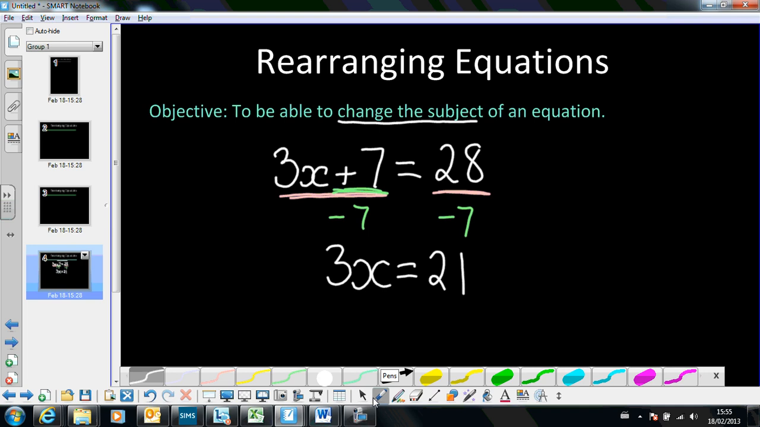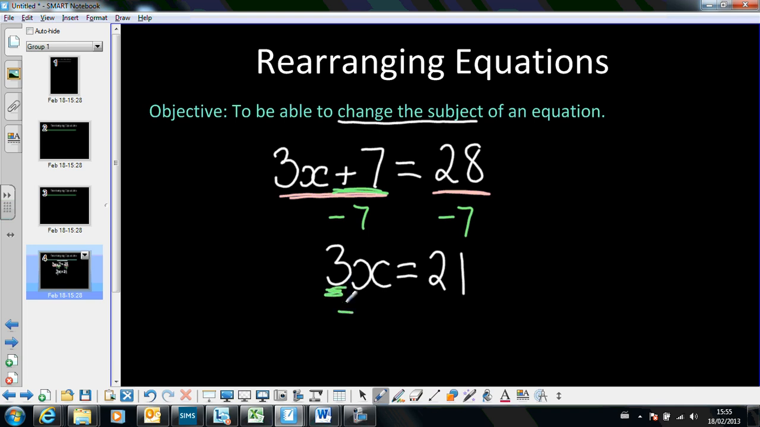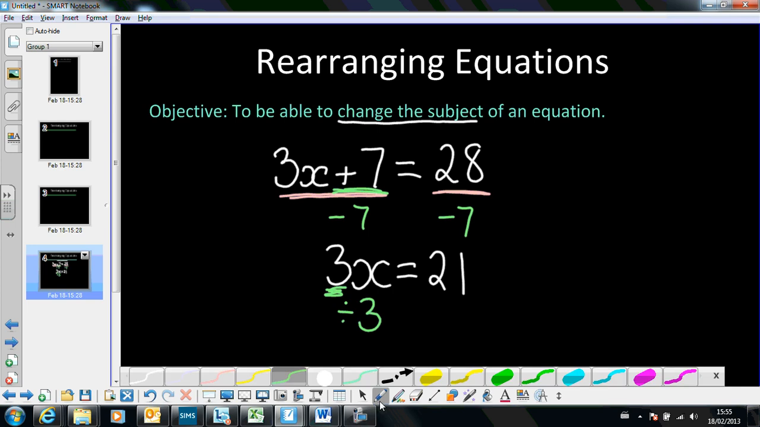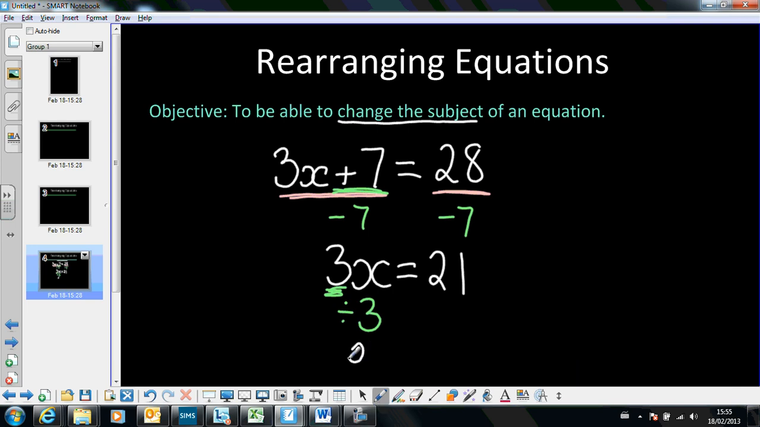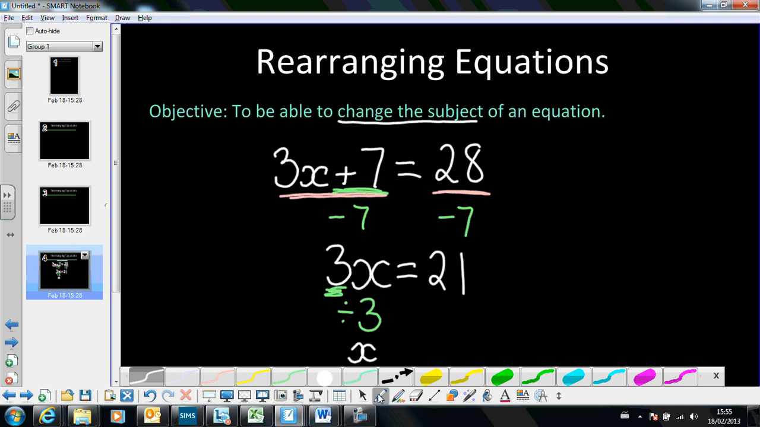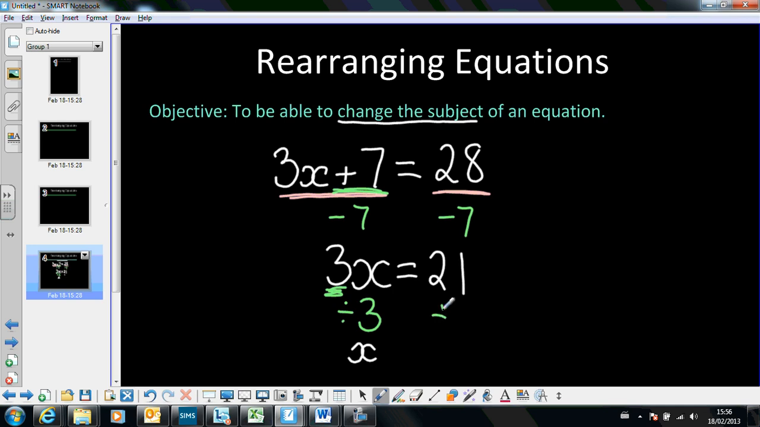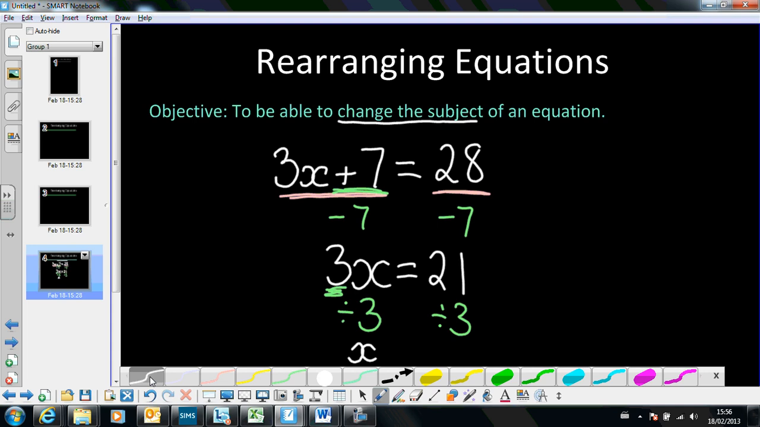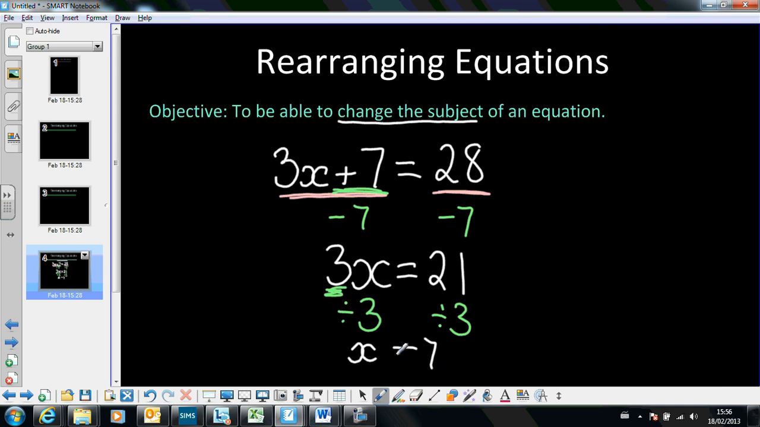And obviously the next step is to get rid of the 3 by dividing. 3x divided by 3 is going to leave me with 1x. And if I do the same on the other side, divide by 3, 21 divided by 3 is going to give me 7. So the solution to this equation, 3x plus 7 equals 28, is x equals 7.